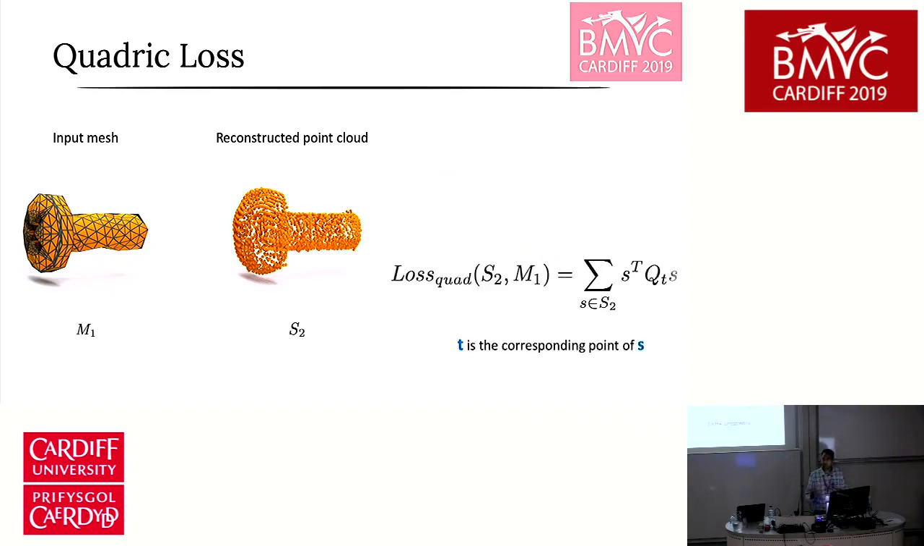Now, borrowing concepts from simplification and quadric error, we define quadric loss between the reconstructed point clouds S2 and the input surface M1 as the sum of quadric error of all the points in S2. Note, to compute quadric loss, one just needs to know the quadric matrices of the input vertices.